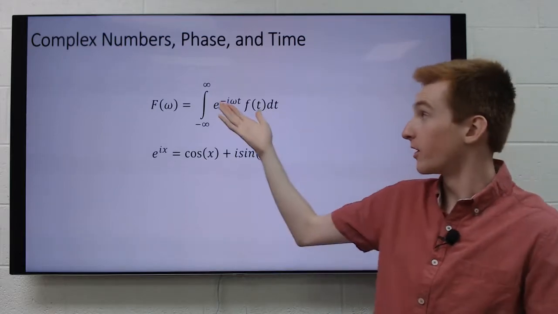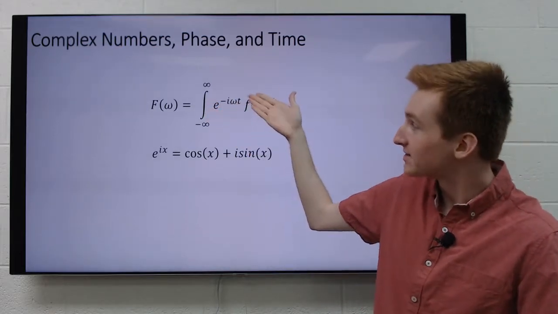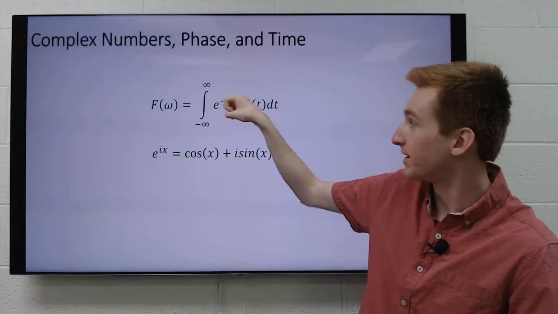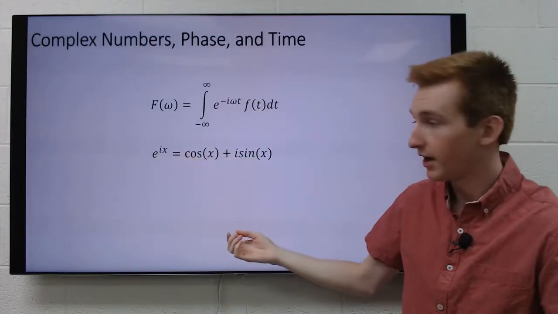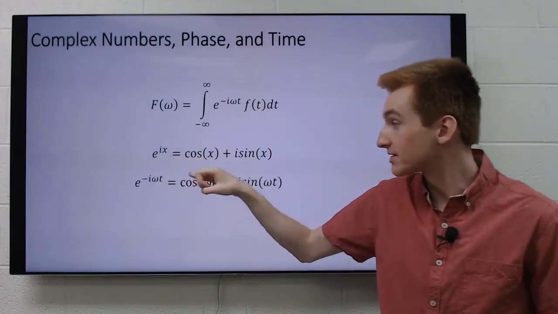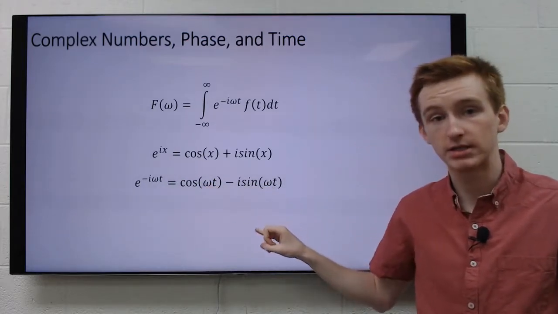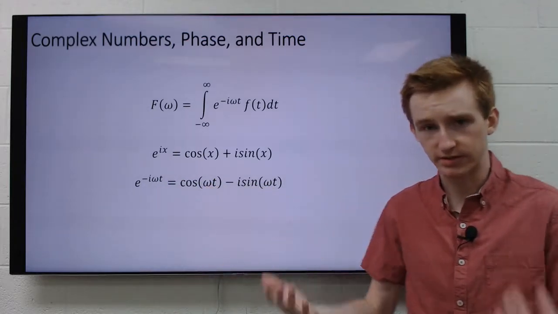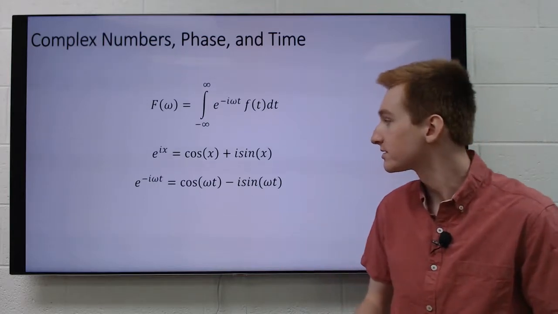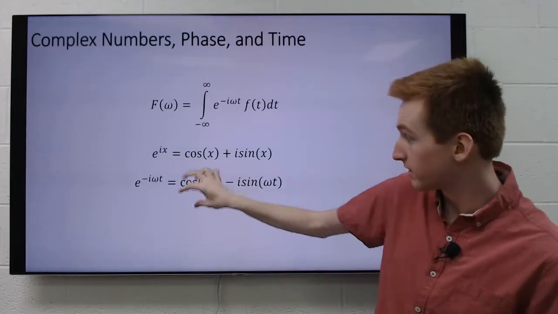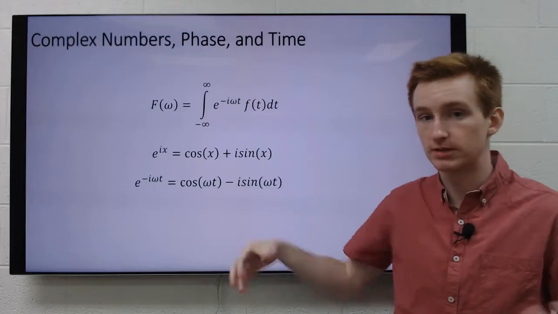So we want to figure out what e to the minus i omega t is, so we just plug in minus omega t for x, and so we get that e to the minus i omega t is equal to cosine omega t minus i sine of omega t. And this is a lot easier to work with because we're comfortable with sines and cosines, so we're just going to plug this into our original expression and see what we get.